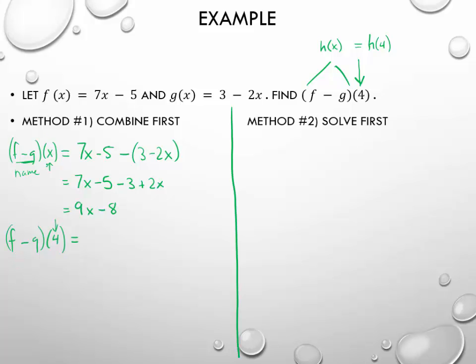And so when there's an x in front, you don't have to distribute it. All I'm saying is you take that 4 and you plug it in here, just like you would for f of 2. But now this function is called f minus g. That's the name of the function. And you do it, you get 36 minus 8, which is 28.